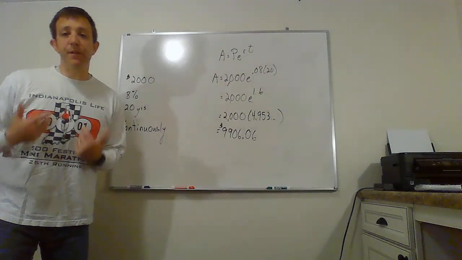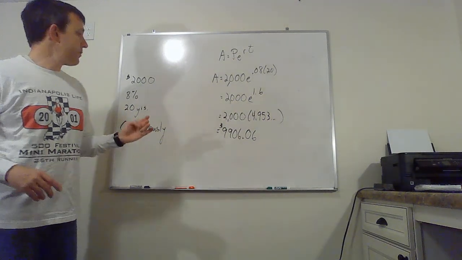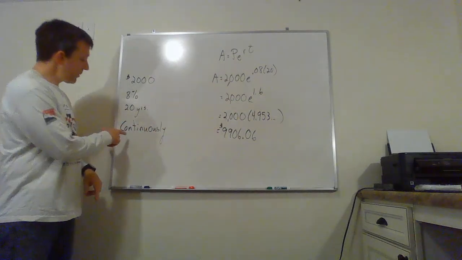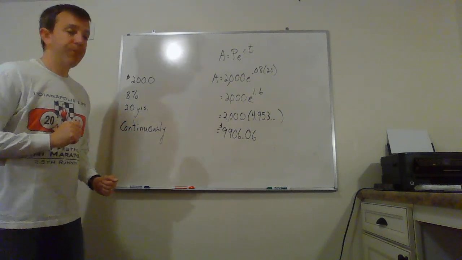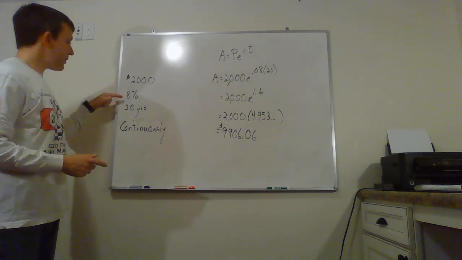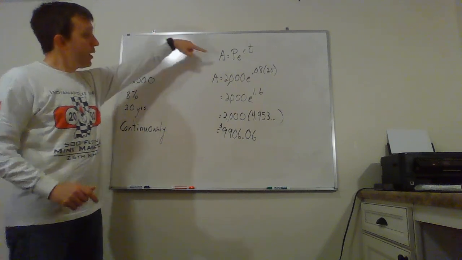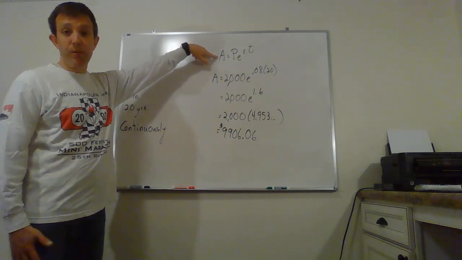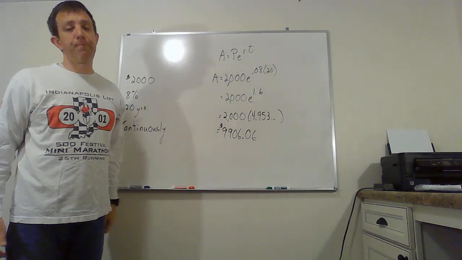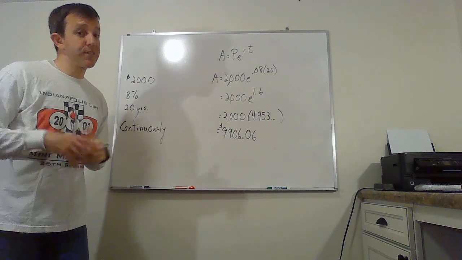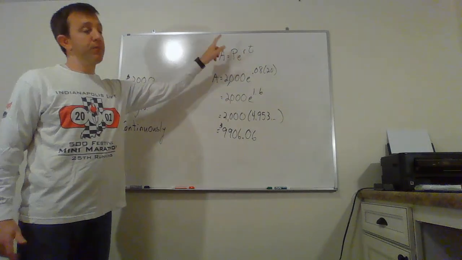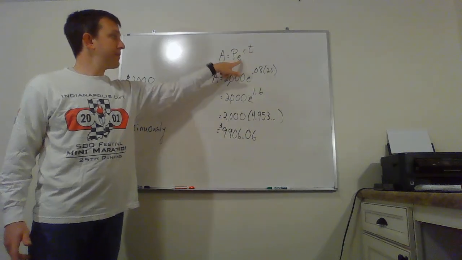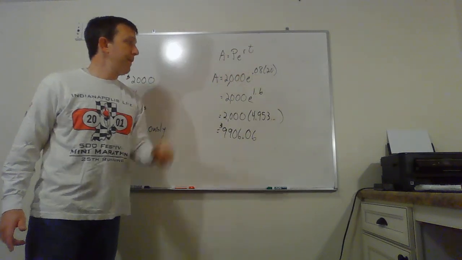All right, finally we have what's called continuously compounded interest. I'm going to do the same problem, except I'm going to change my compounding from quarterly to continuously. So we still have the same principal, the same interest rate, the same length of time. What does change, though, is the formula that we're going to use. Continuously compounded interest doesn't have an n, but it does have an e. So the formula is A is equal to P times e raised to the rt power.